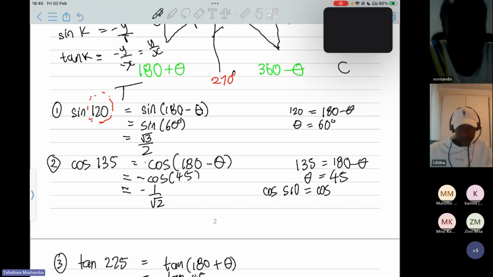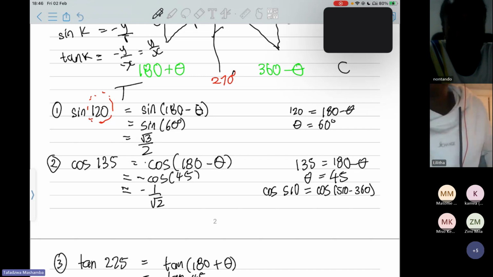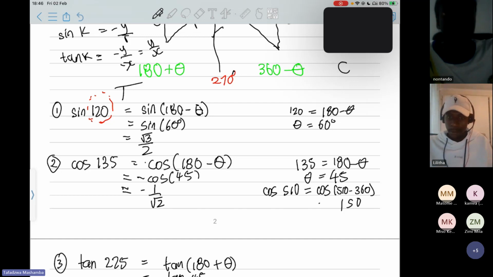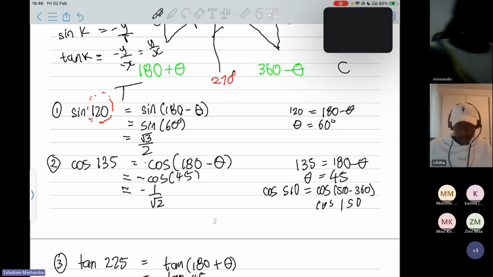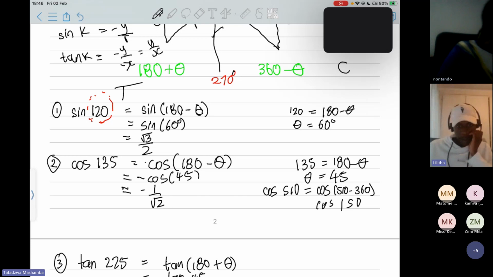So you say cos, then you now have 510 minus 360. Once you have 510 minus 360, you should be able to solve it. Let's say, for instance, after you've done this, what answer should you get? You get 0, and then 5, 150. You have cos 150, right? So from cos 150, can you see now it looks familiar to the ones which we had?